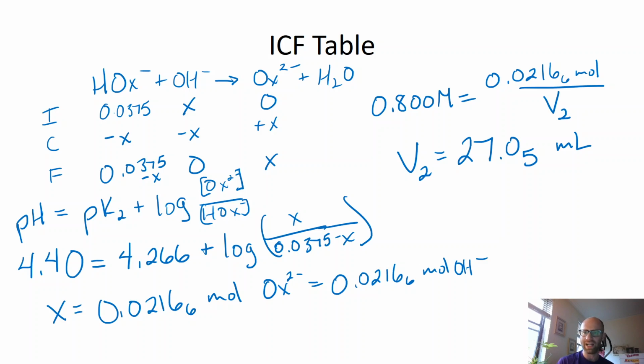This answer should also kind of make sense, so if 47 milliliters does the full conversion, knowing that my pH here is 4.40, which is slightly larger than pK2, means we're going to have a little bit more base than acid, so that this number should be slightly larger than half of the 47, and it is, which is great.